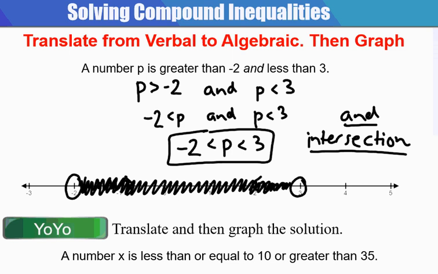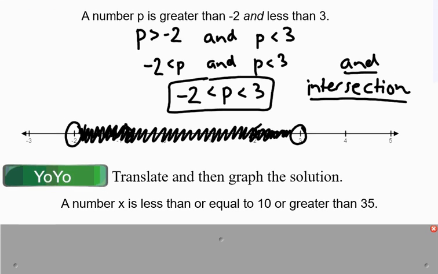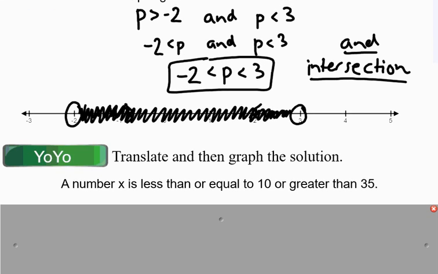I'm going to give you a chance to try. So pull out your whiteboard. Your job is to translate and then graph the following, exactly what I just did. Translate a number x is less than or equal to 10 or greater than 35. So translate it to a mathematical statement and then graph it on like a number line. So pause the video now for maybe a minute. Unpause it once everyone's had a chance to try.